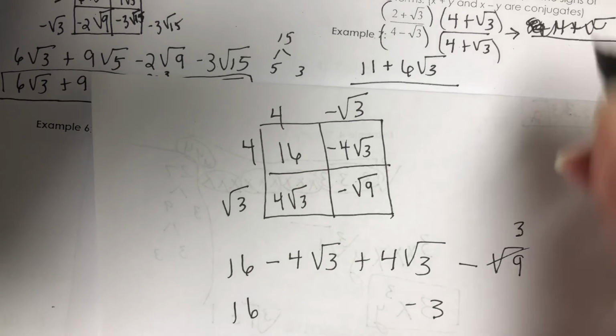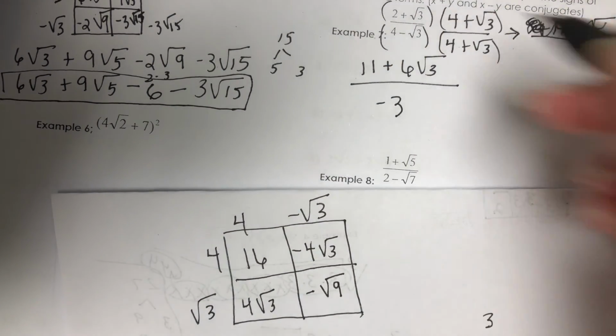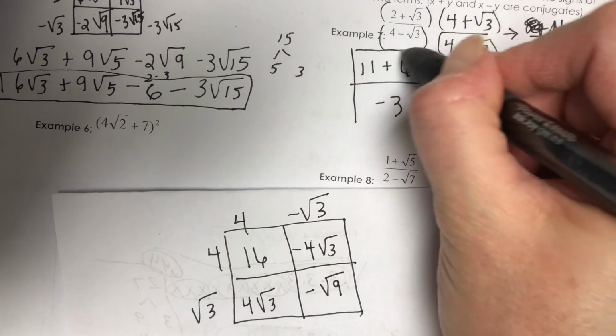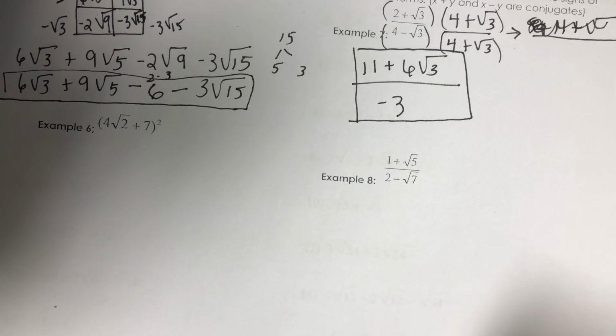Any square roots will go away. So you have a 13 in your denominator. And we're going to leave it just like that for now. Later you learn how to simplify it a little bit more, but that's fine for now.